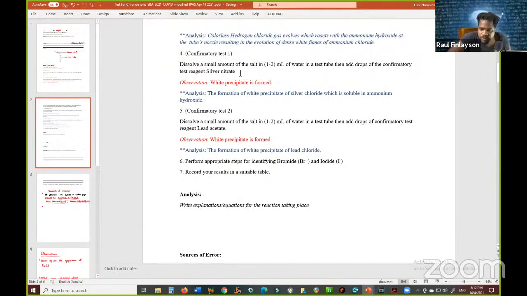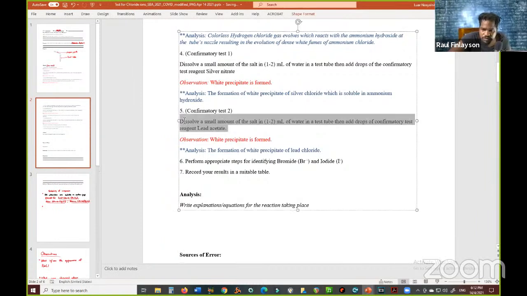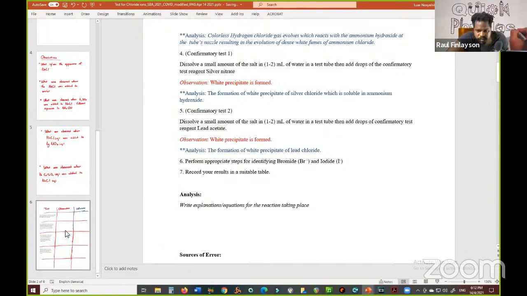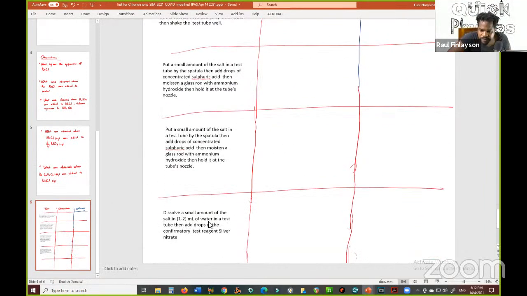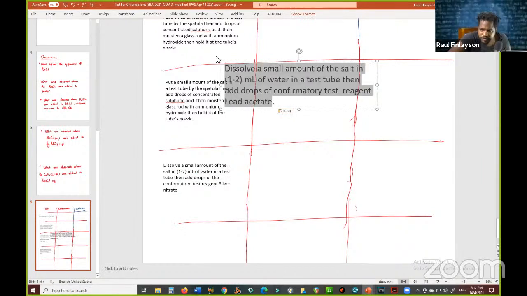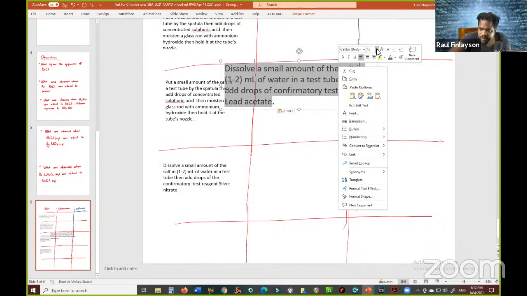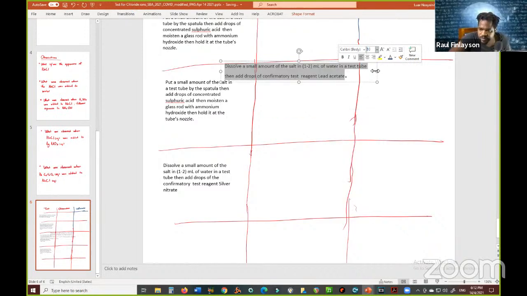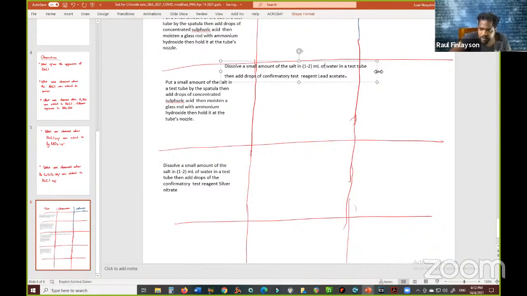And then number 4, that's silver nitrate. We just copied 4 a while ago, so this is 5. All right. Copy that. So table format, guys. That's how we do qualitative analysis for CXC. Put this at 10. Drop it, and drop this in here.